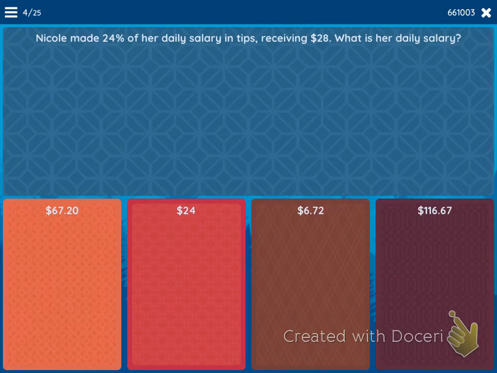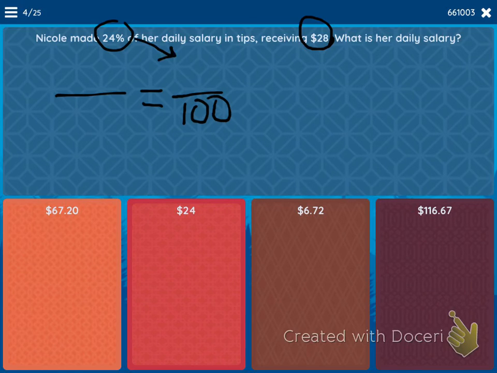One more for you. This one is a bit backwards. So here it says that she makes 24% of her daily salary in tips, receiving $28. What is her daily salary? This goes back to our lesson a couple ago where it's just a straight is over of question. We need to decide, is this $28 the amount of tips or the amount that she gets in all? Because when we do is over of, or part over whole, the 100% represents the whole thing. And we know 24% goes here because our percent always goes above 100.